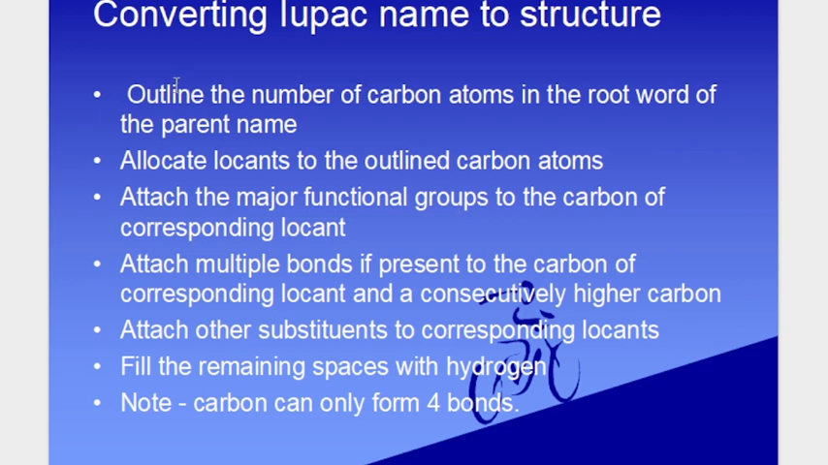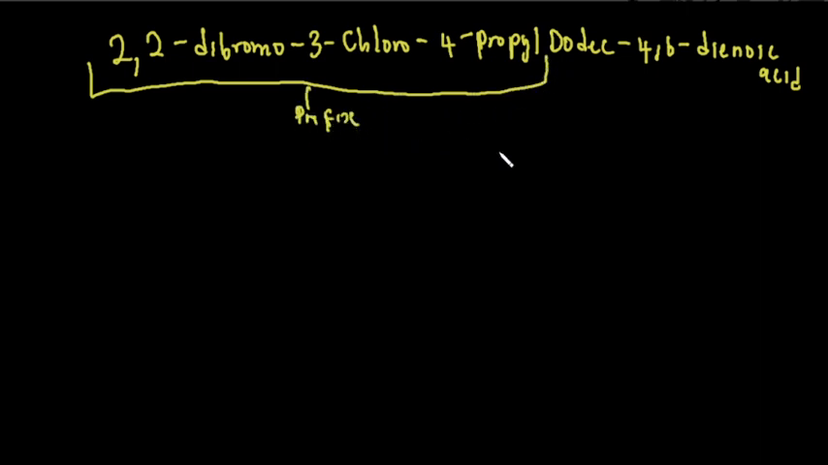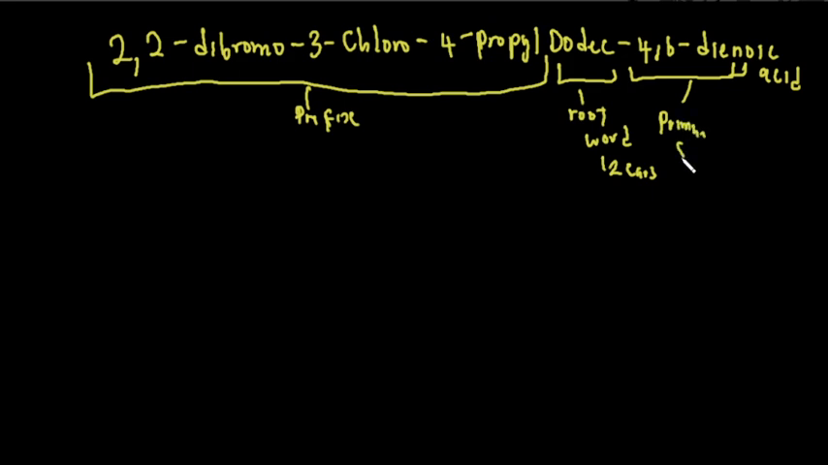The first thing you need to do is to outline the number of carbon atoms in the root word of the parent name. Doing a little revision for us again, this whole part before the parent chain is the prefix. We don't have an infix here, so this is the root word. The root word dodec indicates 12 carbon atoms, so have that in mind. Then this particular part is the primary suffix, and finally we have our secondary suffix. Okay, moving ahead, let's get to work.